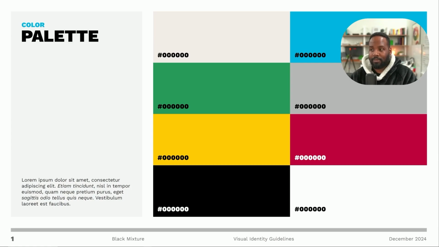#FFFF00. The middle center color is dark gray, and its hex code should be #808080. The middle right color is a dark red or maroon, and its hex code should be #800000. The bottom left color is black, and its hex code is #000000.